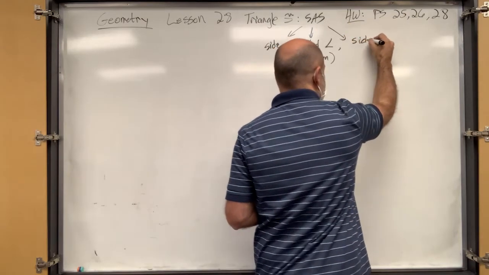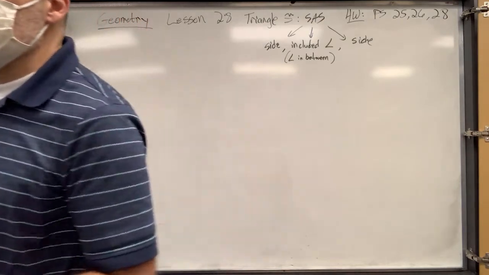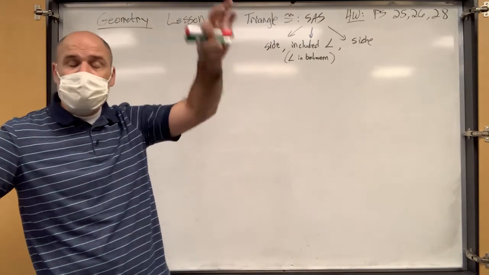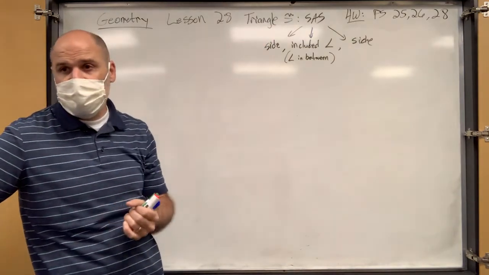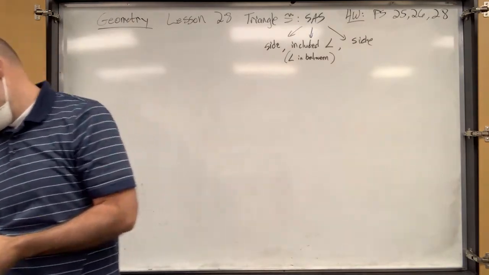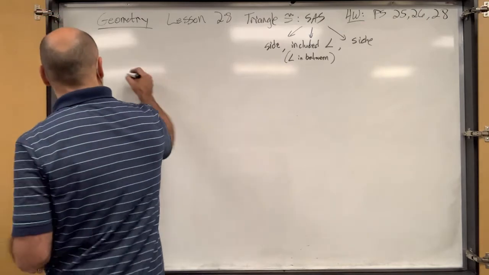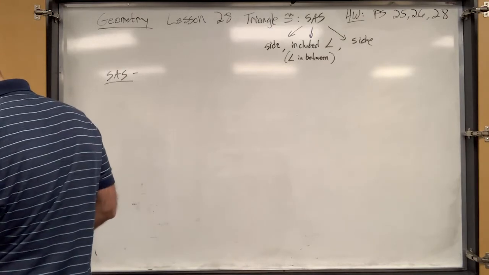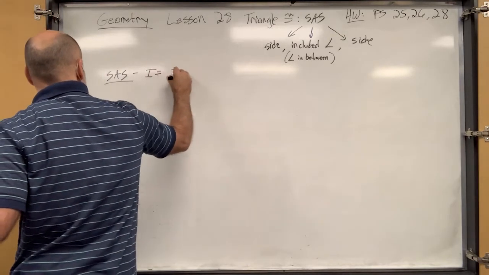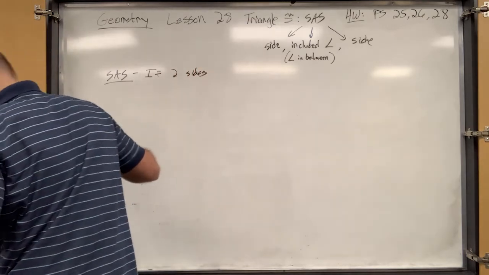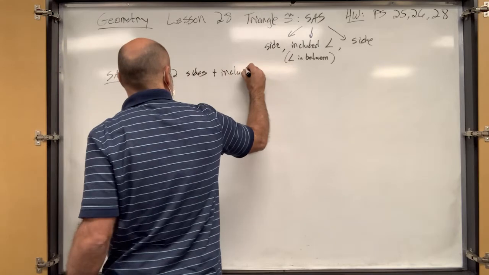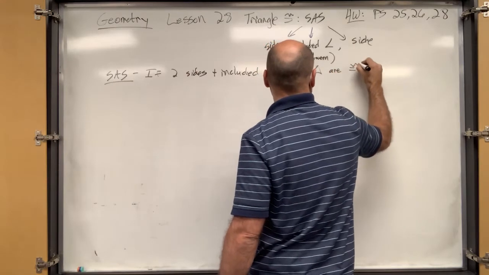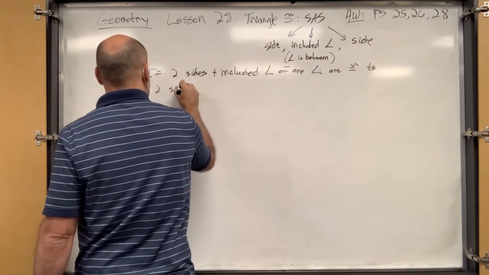So this is called the side angle side theorem or postulate. If two sides and their included angle of one triangle are congruent to two sides and their included angle of another triangle, then the two triangles are congruent. So this is how I would spell it out. This is the SAS triangle congruence postulate. If two sides and included angle of one triangle are congruent to two sides and included angle of another triangle, then the triangles are congruent.